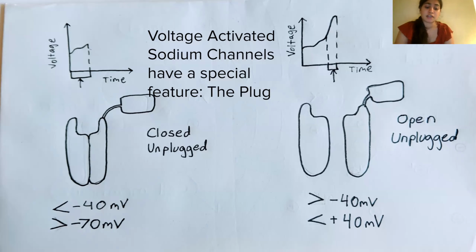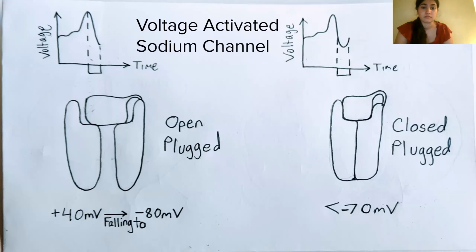When the cell is at rest, the voltage-activated sodium channel is closed and the plug is not blocking the channel. When the cell is in the rising phase of the action potential, the channel is open and still unplugged, so ions can flow through. When the cell is at the peak and falling phase of the action potential, the channel is still open, but is blocked by the plug, so ions are unable to flow through anymore. During the refractory period, the channel is closed and it's also plugged.